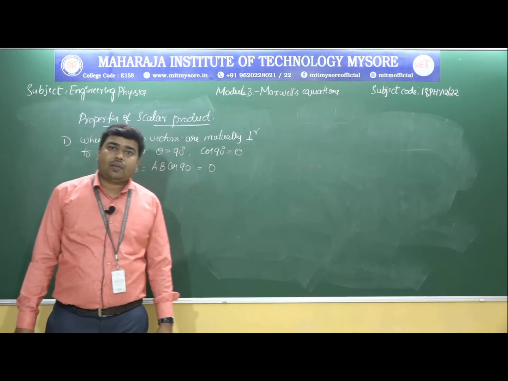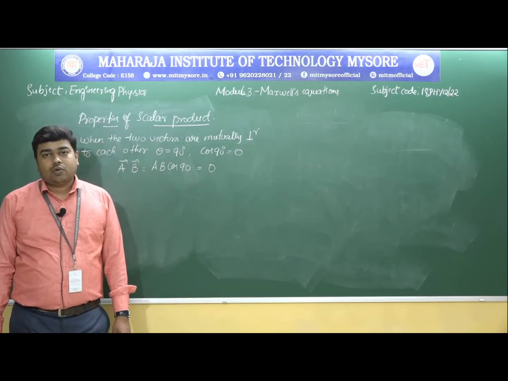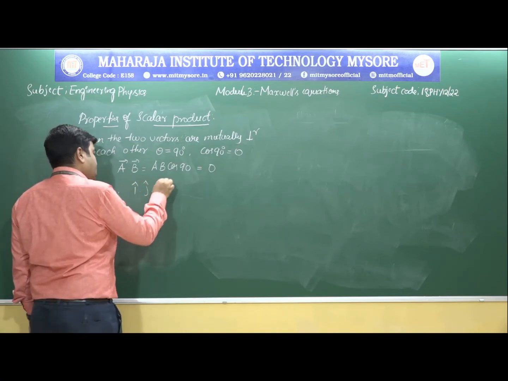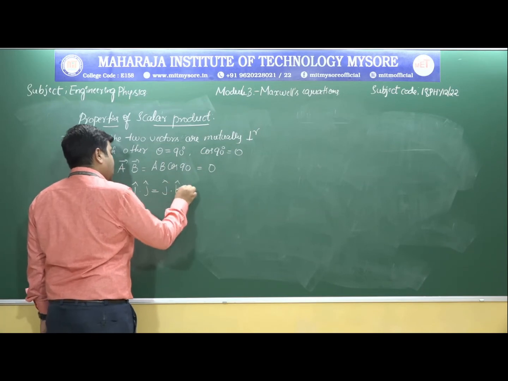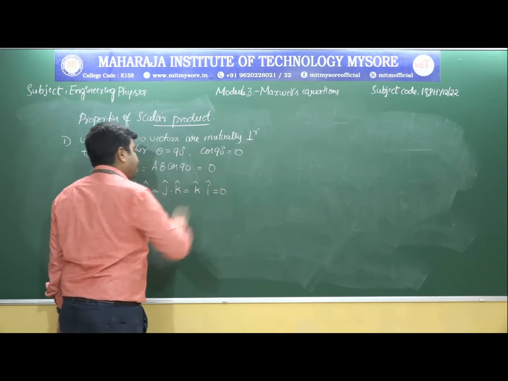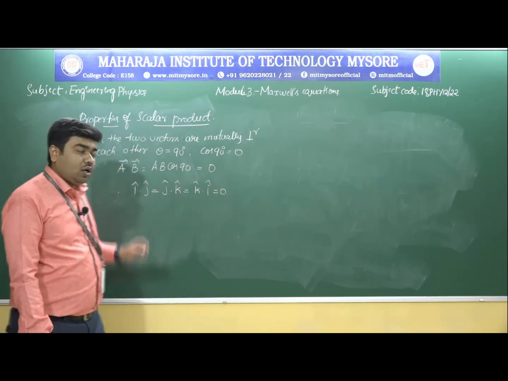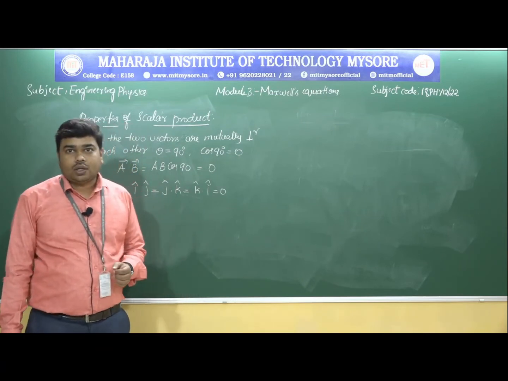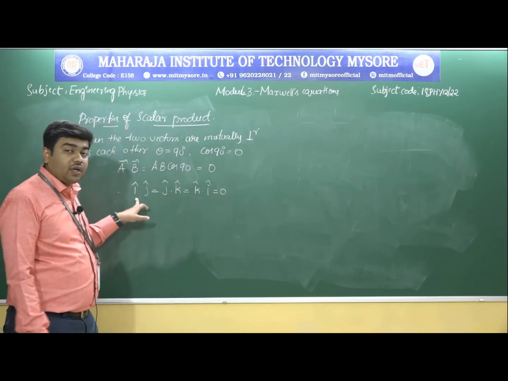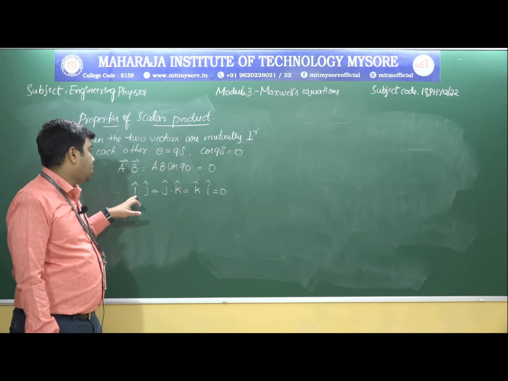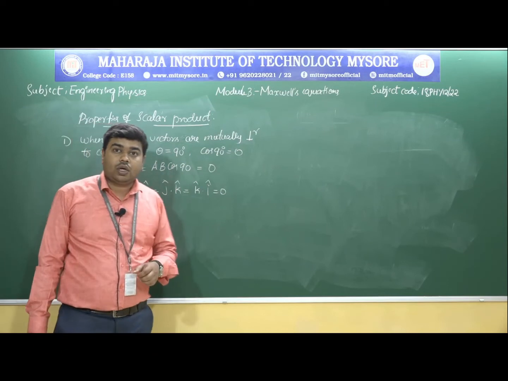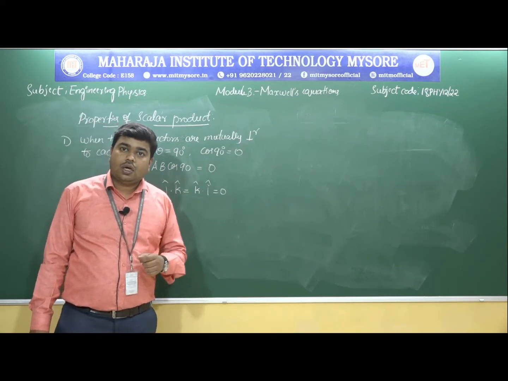Hence i cap, j cap as well as k cap are mutually perpendicular vectors. i cap dot j cap is equal to j cap dot k cap is equal to k cap dot i cap, that is equal to 0. Since all these three are the unit vectors along the x axis, y axis as well as the z axis, if you take the dot product of those unit vectors, then i cap dot j cap is equal to j cap dot k cap, which is equal to k cap dot i cap, and that is equal to 0. Okay. So this is the first property.